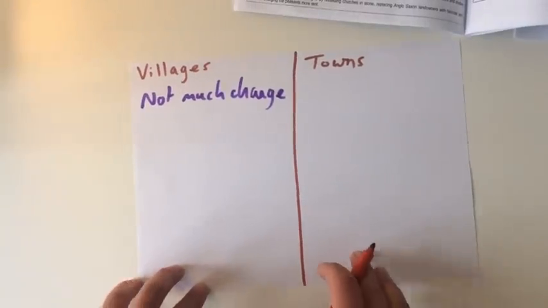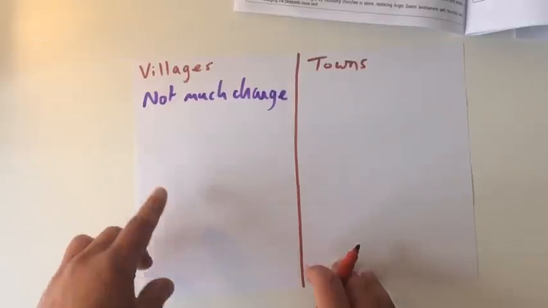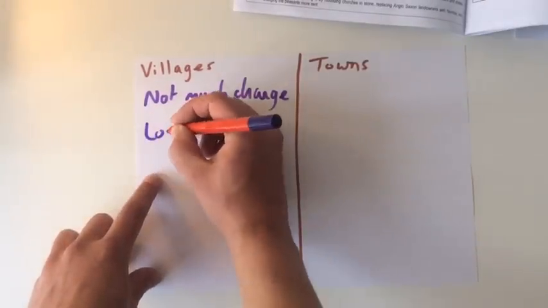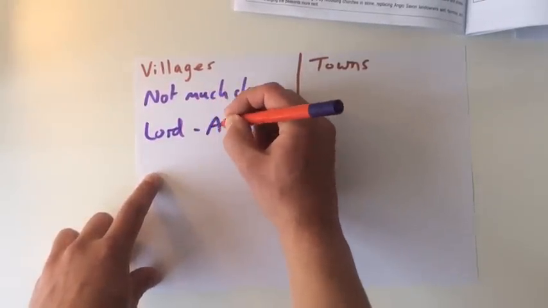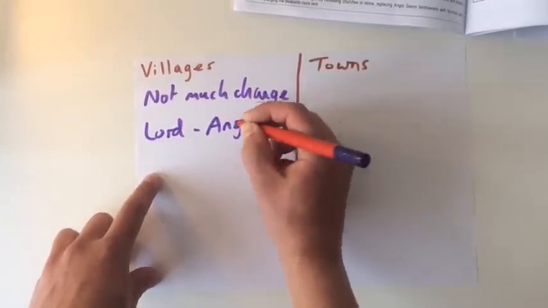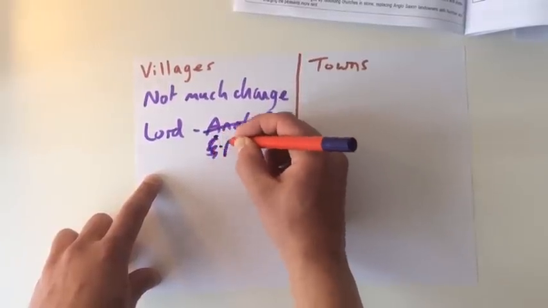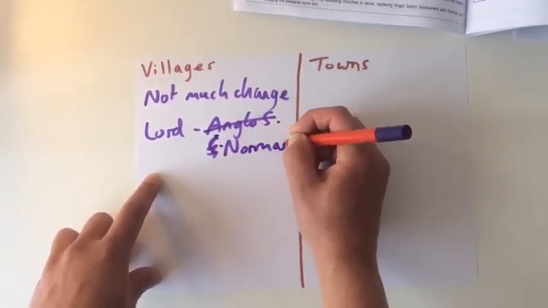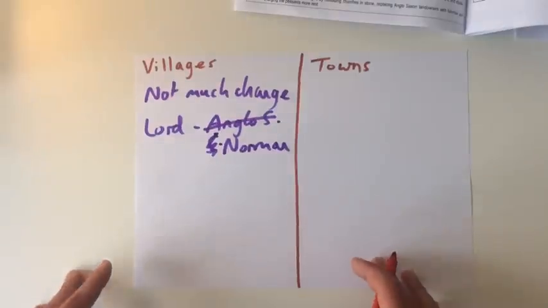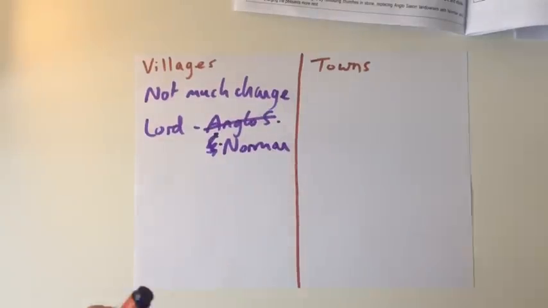Villages did not change much. Essentially, there was still a lord. The difference is that the lord in the village would have been Anglo-Saxon, and he would be replaced by a Norman. That's pretty much the only change that your average peasant in the village would really notice.